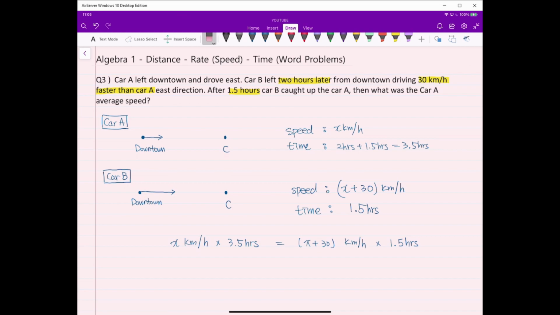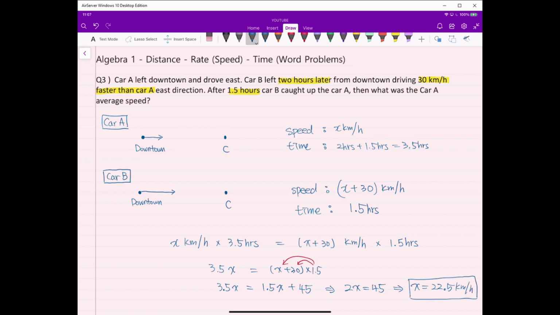Again, you can solve for x: 3.5x is equal to (x plus 30) times 1.5. You need to distribute that 1.5 to both of the terms inside the parentheses. So you will have 3.5x equals 1.5x plus 45. Then 2x equals 45 and x equals 22.5 km per hour. Thank you very much for watching the video and good luck on studying.